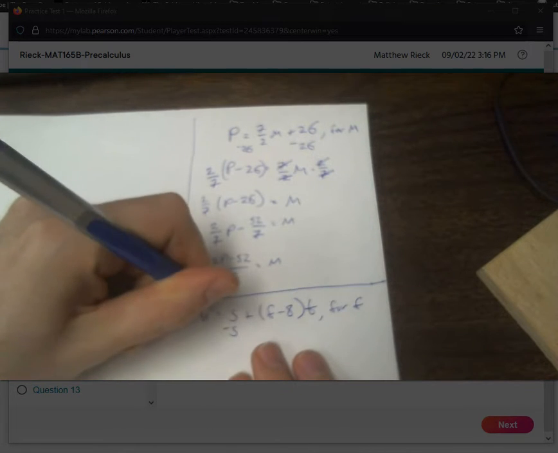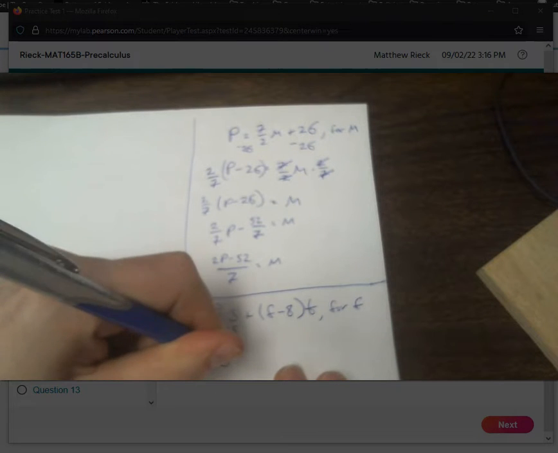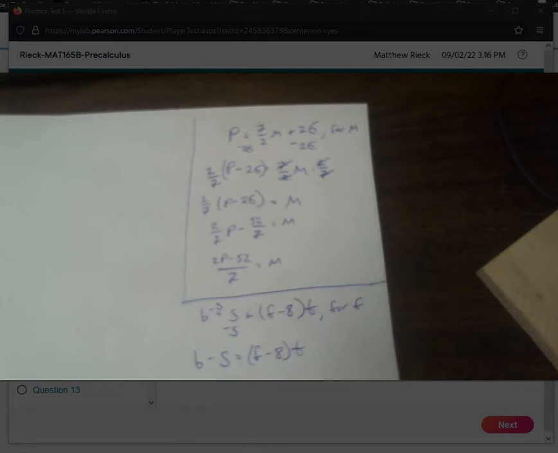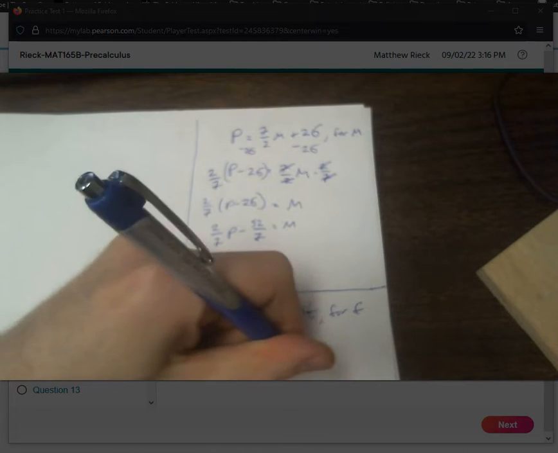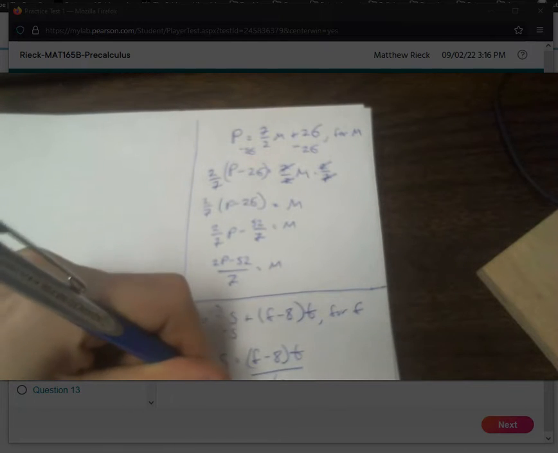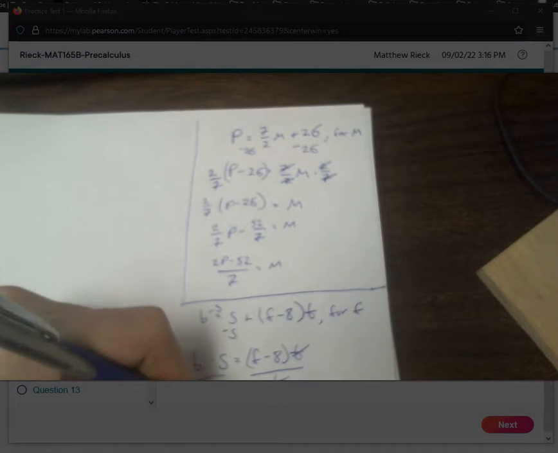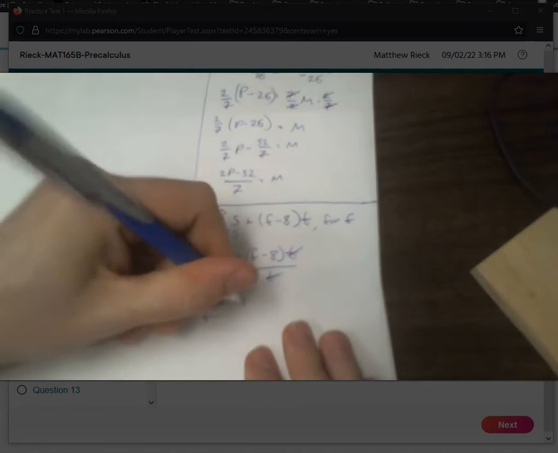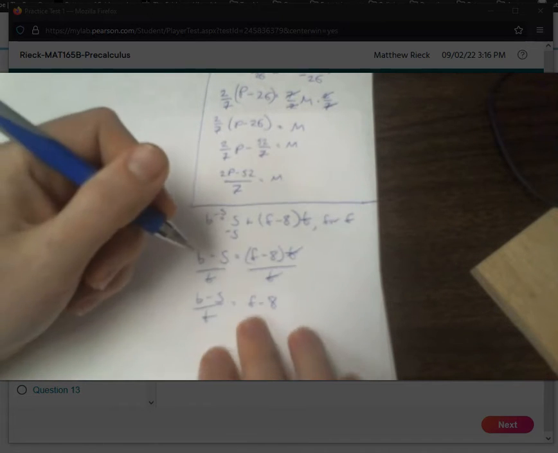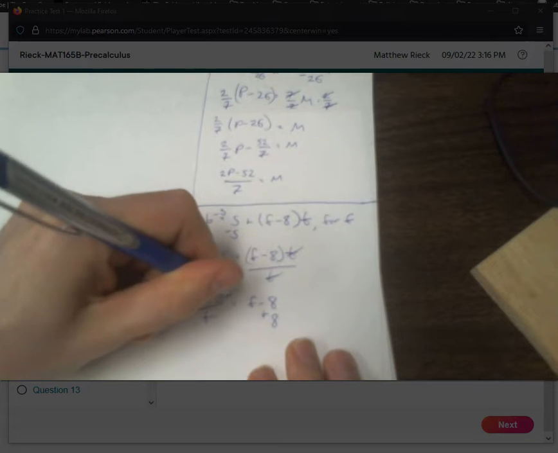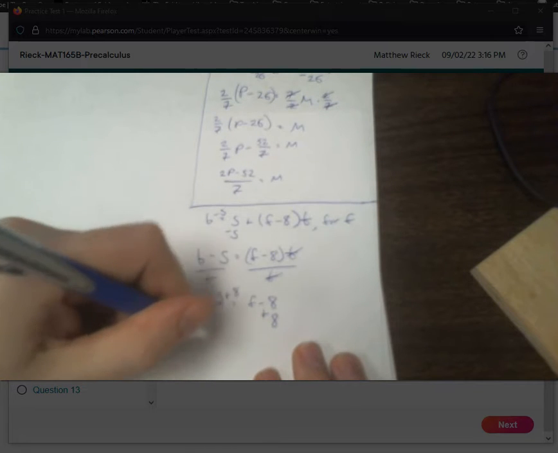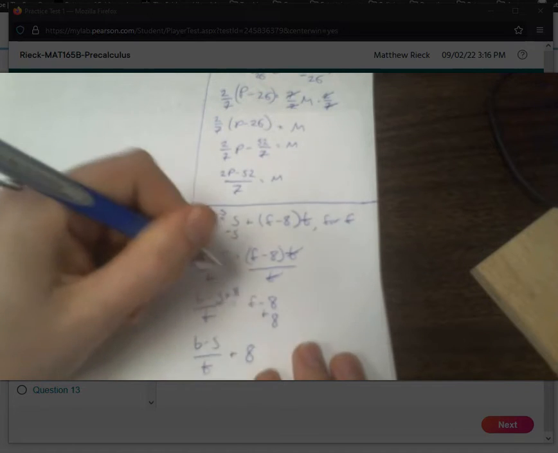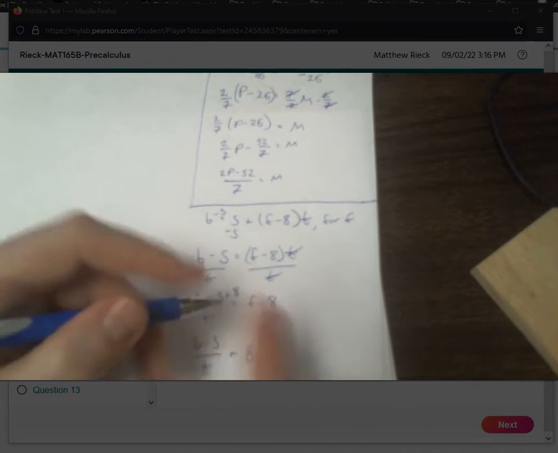So I can subtract an s from each side. So we have b minus s equals f minus 8 times t. Then we can divide both sides by t here. So you have b minus s over t equals f minus 8. And you get f all by itself. You can just add an 8 to each side. So you have b minus s over t plus 8. And yeah, 8 is separate, so we're not just adding 8 to the numerator here.